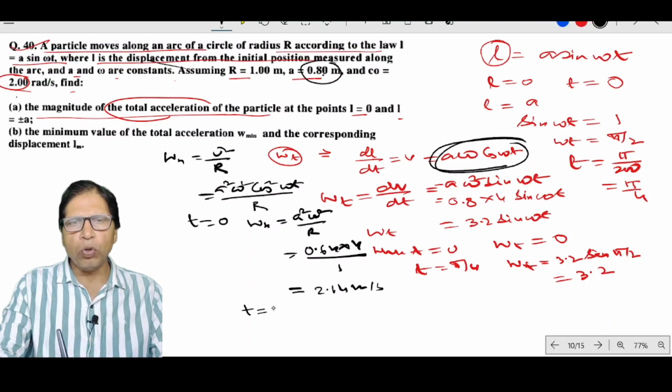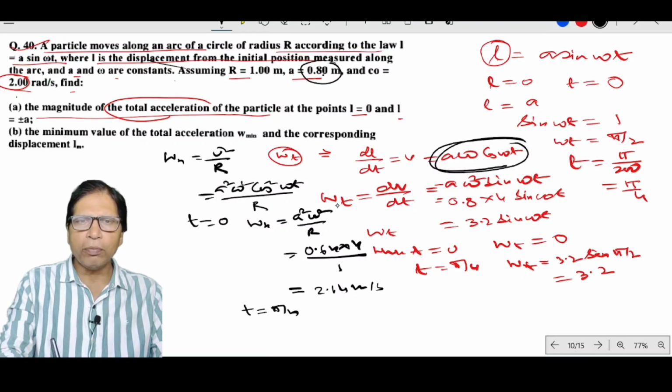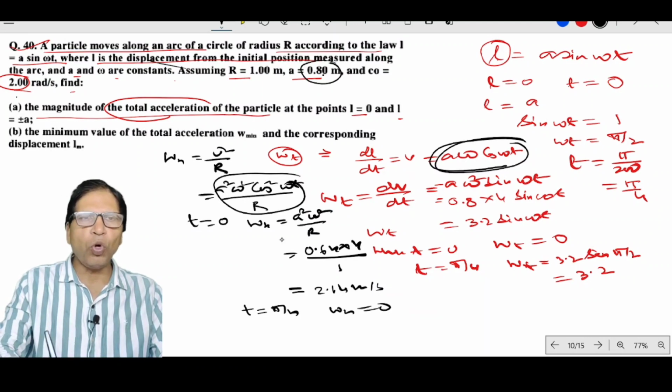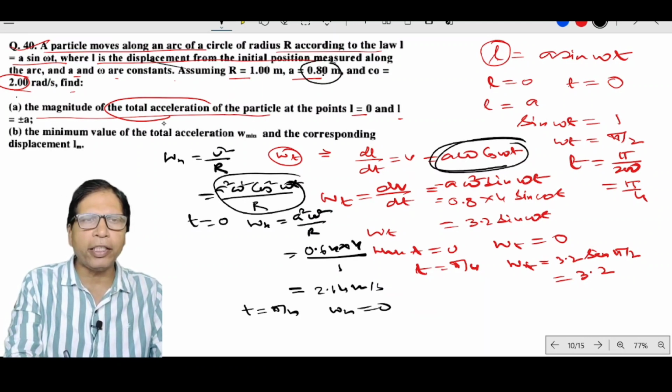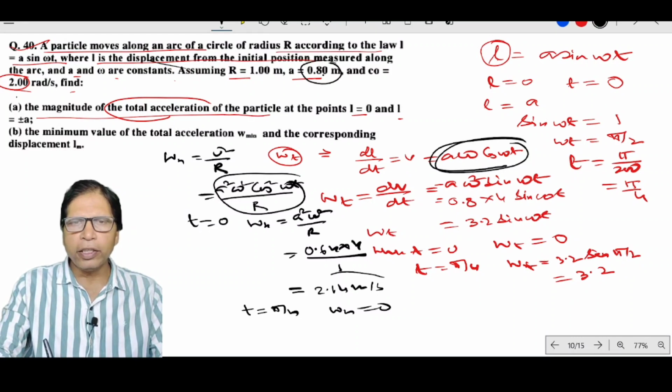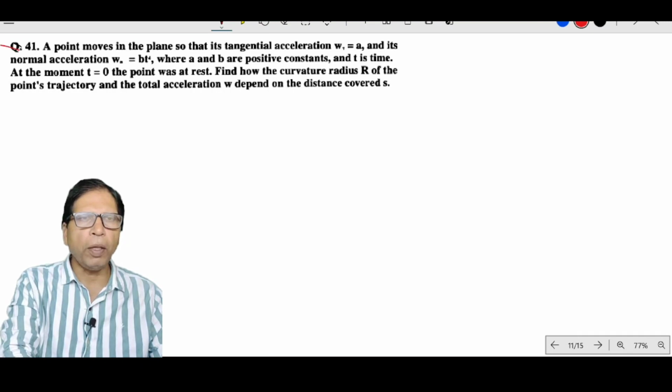When t equals pi by 4, from this expression you can easily calculate that Wn is equal to 0. So the total acceleration at t equal to 0 is 2.56 meter per second square, and the total acceleration at t equal to pi by 4 is 3.2 meter per second square. No problem.